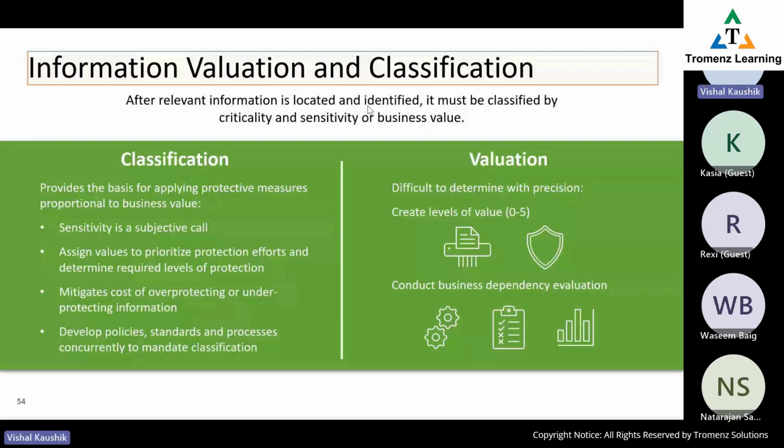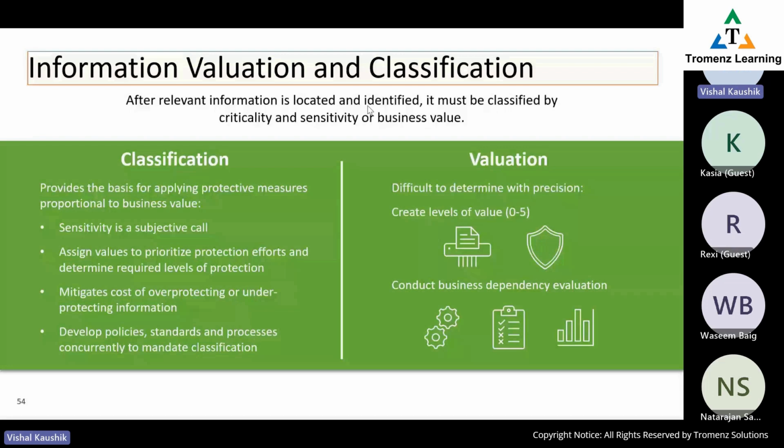So any information that is deemed to be critical would be given the highest priority for protection. Another approach that would be useful is to conduct a business dependency evaluation as an indication of value.